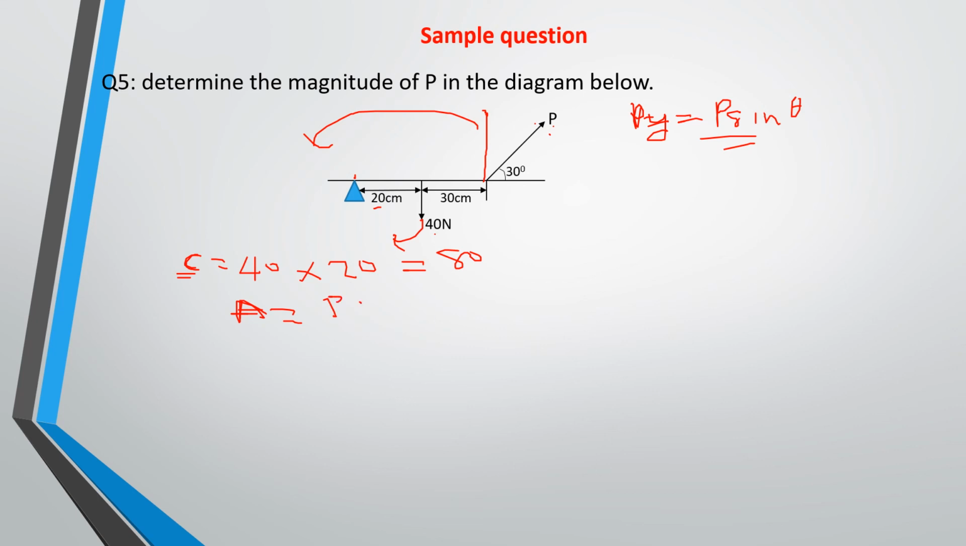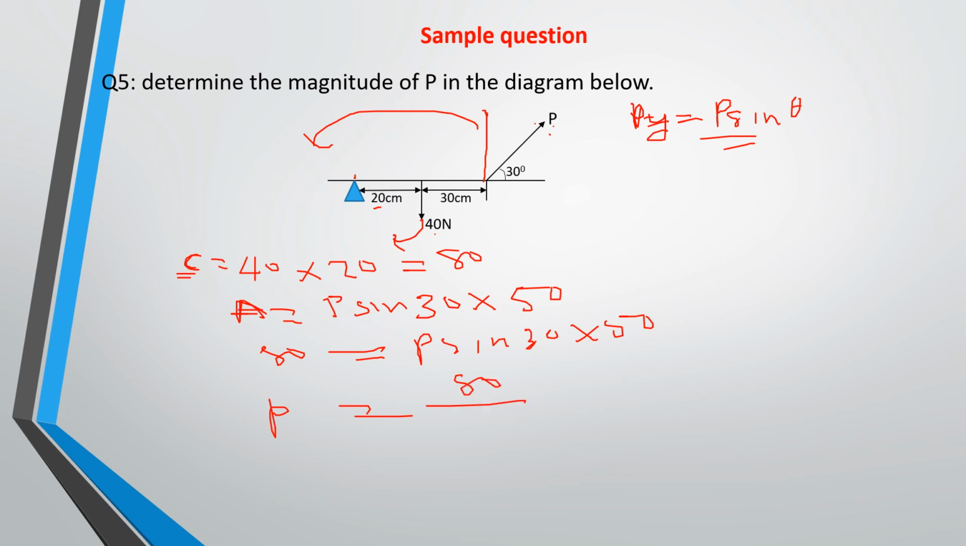The anti-clockwise moment is equal to the vertical component of the force, which is P sine 30, multiplied by the distance, which is 50. Now, according to the principle of moments, clockwise moment, which is 80, is equal to anti-clockwise moment, which is P sine 30 times 50. So P, which is what you are looking for, is equal to 80 over 50 times sine 30.